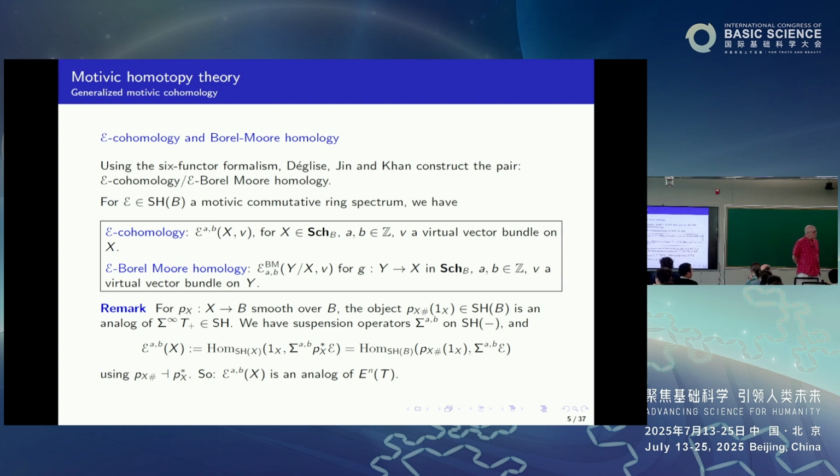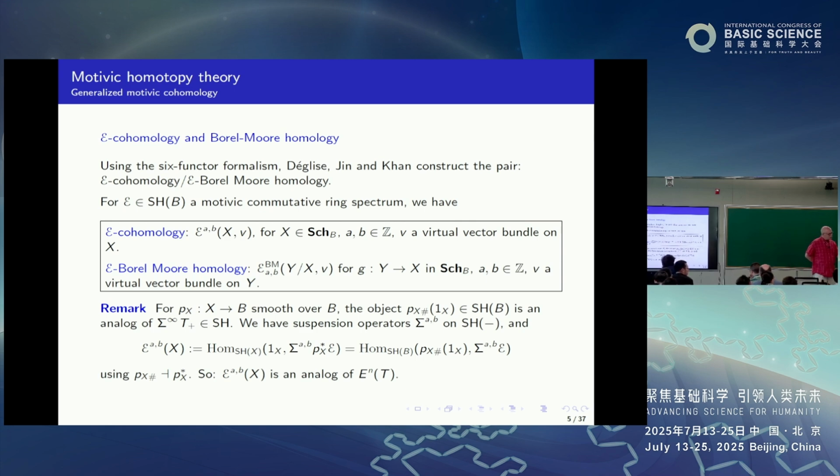So what's the correspondence? Remember, we had the E-cohomology for a space, and the E-cohomology for a B scheme is based on these suspension operators and by this formula. Forgetting the twist by the virtual vector bundle, the bi-degree AB cohomology of X is just the maps in this category on X. You pull back your spectrum to X by the structure map, you take the AB translation of it, and you just map the unit on X into E.